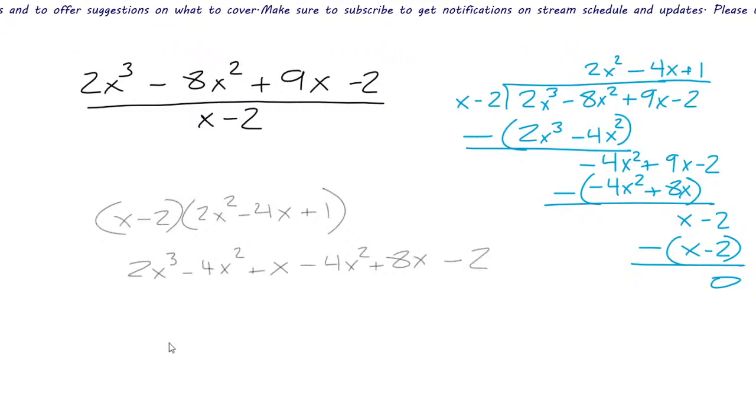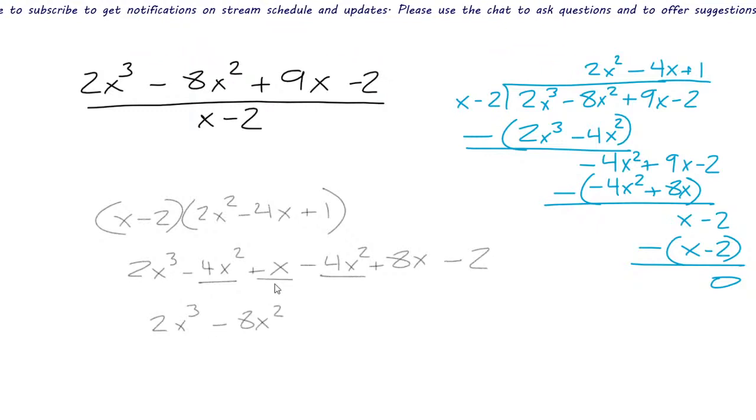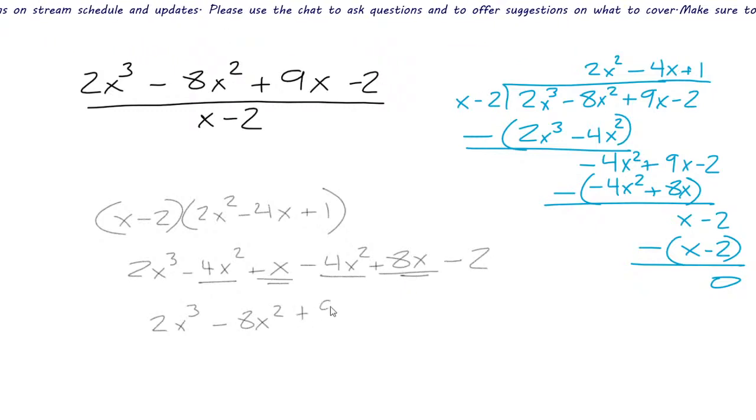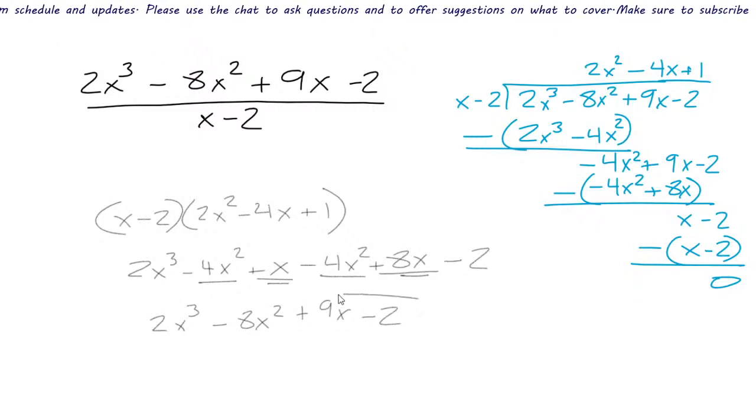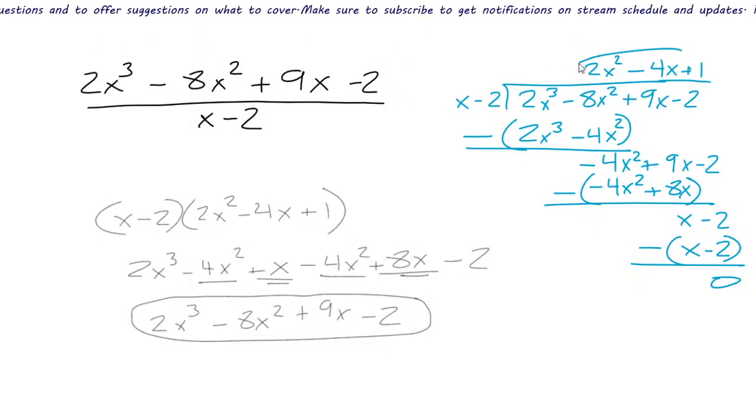Simplify, so we only have 1 of the third degree, that's 2x cubed. We have 2 of the second degree, that's, I'm sorry, x squared and negative 4x squared, so that's negative 8x squared. Then we have a first degree, so x plus 8x, positive 9x, and then negative 2. So does this match up to what we were dividing from? It does. So our answer is good. So our final answer would be 2x squared minus 4x plus 1.